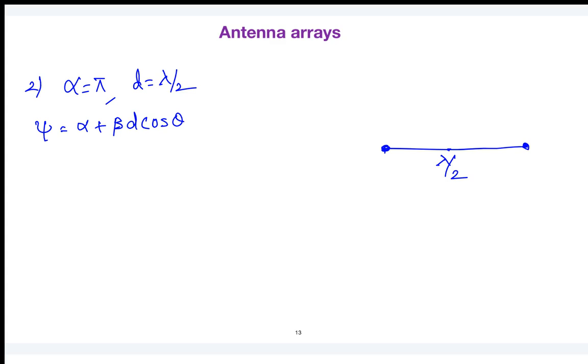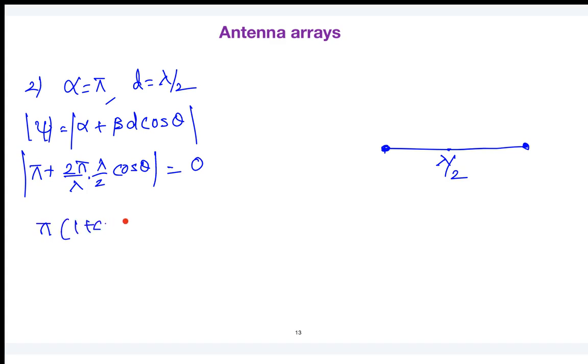So do it and tell me quickly. Pi. Correct. You take the modulus. I want this modulus. So alpha is equal to pi and beta is 2 pi by lambda by 2 into cos theta is equal to 0. So you can say pi plus cos theta is equal to 0, and you can say modulus of cos theta is equal to 1. You can say plus 1 or minus 1 it can be. So your theta can be either 0 degrees or it can be plus or minus 180 degrees.